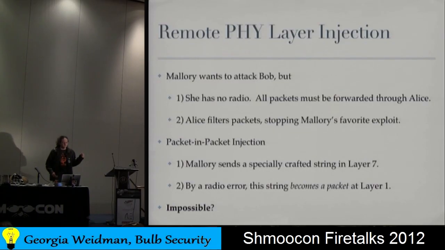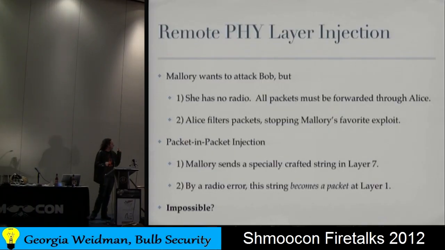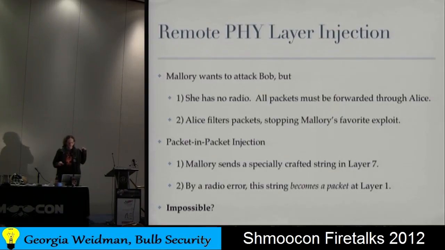The other part is that this is for packet injection. So Mallory is going to send a specially crafted string anywhere within the packet as a whole. It can be in layer 7, it can be in any layer 7 protocol. I don't care which, so long as it's not encrypted and whatever obfuscation exists is reversible. What's going to happen is that by a radio error, this string will become a packet.